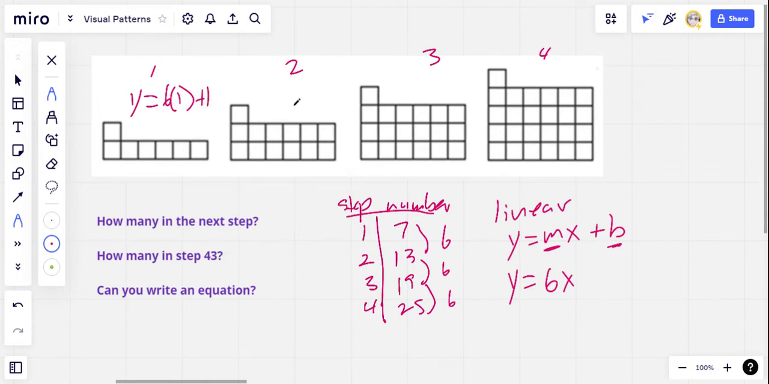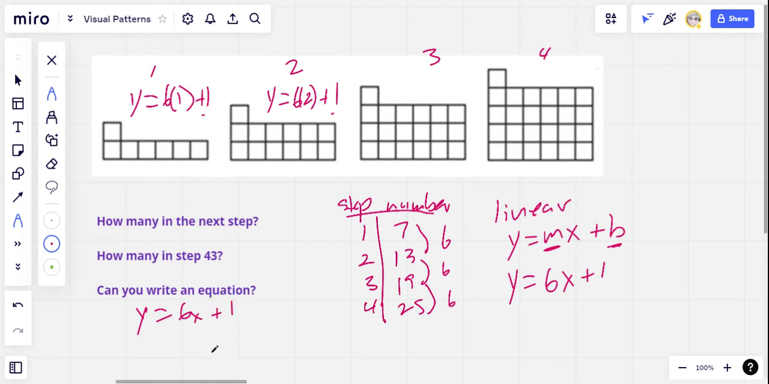In step 2, we could do the same thing. So y equals 6 times step 2 plus, well, 6 times 2 is 12. There are 13, so we'd have to add 1. And you can see it's the same. And this would work out for step 3 and step 4 as well. You can try that on your own. But in this case, we've determined that the b needs to be a positive 1. So we've got our equation for this visual pattern. It's y equals 6x plus 1.